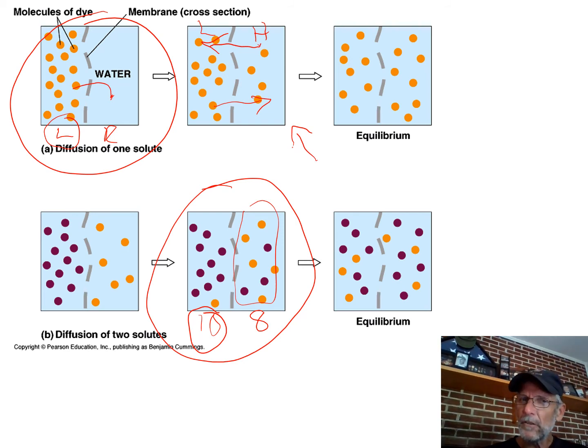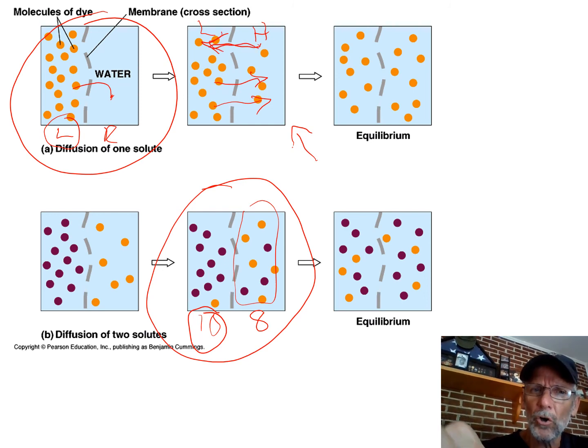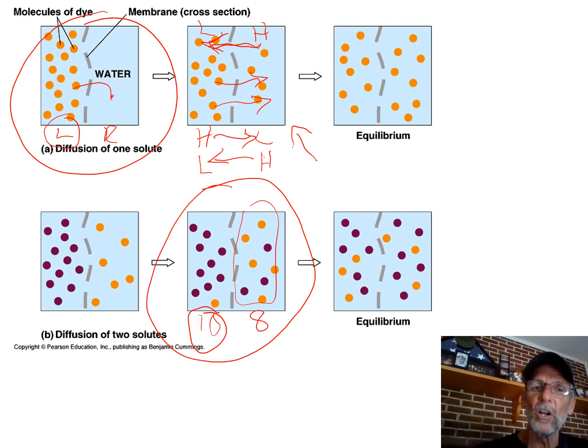In fact, if you stop and think about it, this should make sense to you. The overall direction of solute diffusion always has to be opposite to the direction of water diffusion. Because wherever there's a higher concentration of solute, there has to be a lower concentration of water. So the solute goes from where it's high to where it's low. The water goes from where it's high to where it's low.